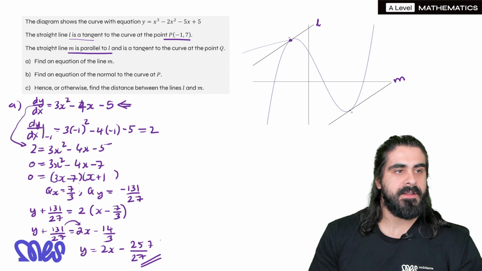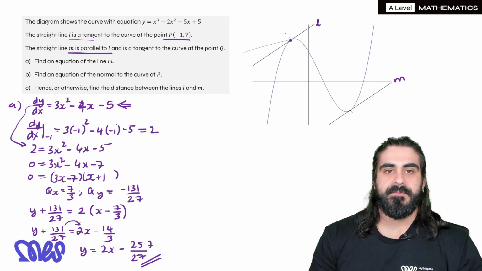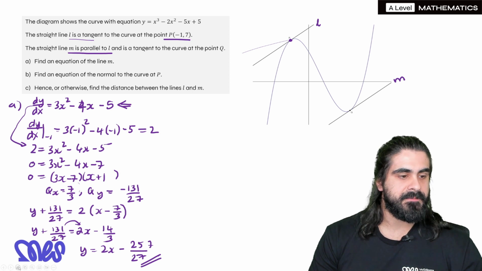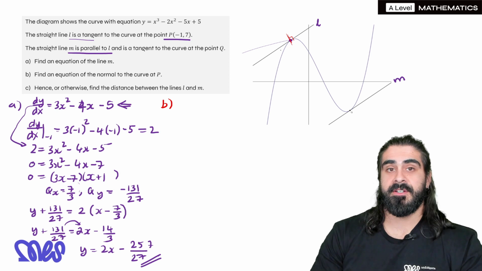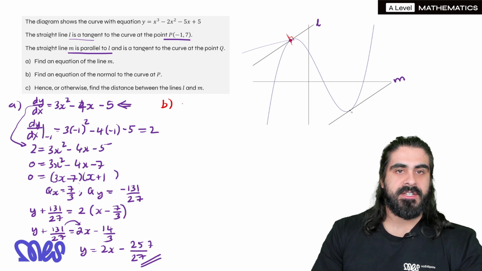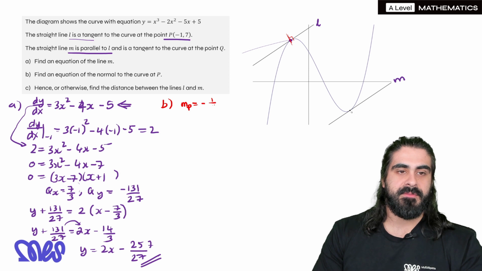All right. Find an equation of the normal to the curve at P. So at P, we need to find the normal. The normal is just a perpendicular gradient. So what's the gradient at P going to be? Well, we know that the gradient is 2. So the normal is going to have a negative reciprocal gradient.